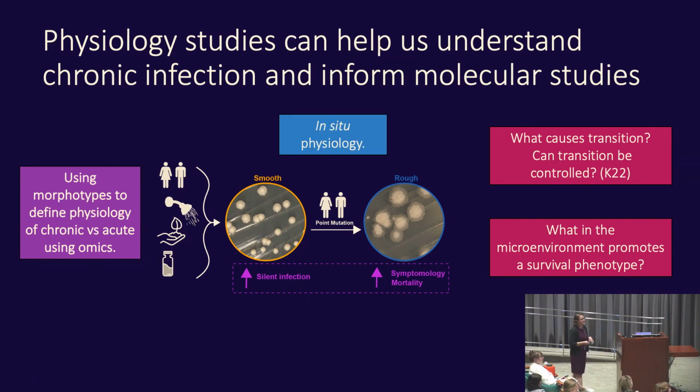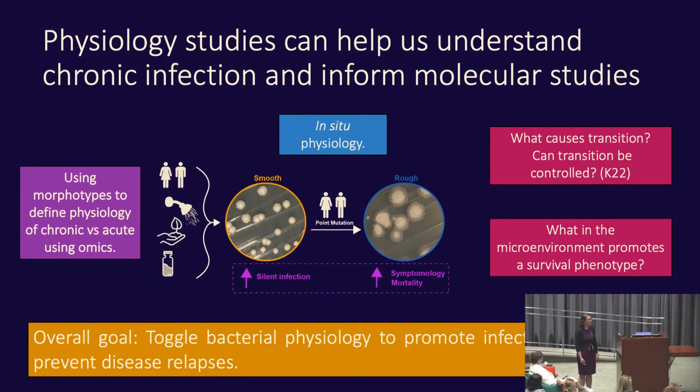And so my whole goal is being able to root my data and all my experiments in situ physiology data. So if a gene is not expressed in the human, I'm not going to work on it in the lab. And again, my whole goal is to be able to toggle bacterial physiology, either to promote clearance by the host immune system or treatment, but also potentially not try to clear the bacteria, but prevent disease. Like you can keep the bacteria, but it's not causing problems, then that's not really a big deal, right?